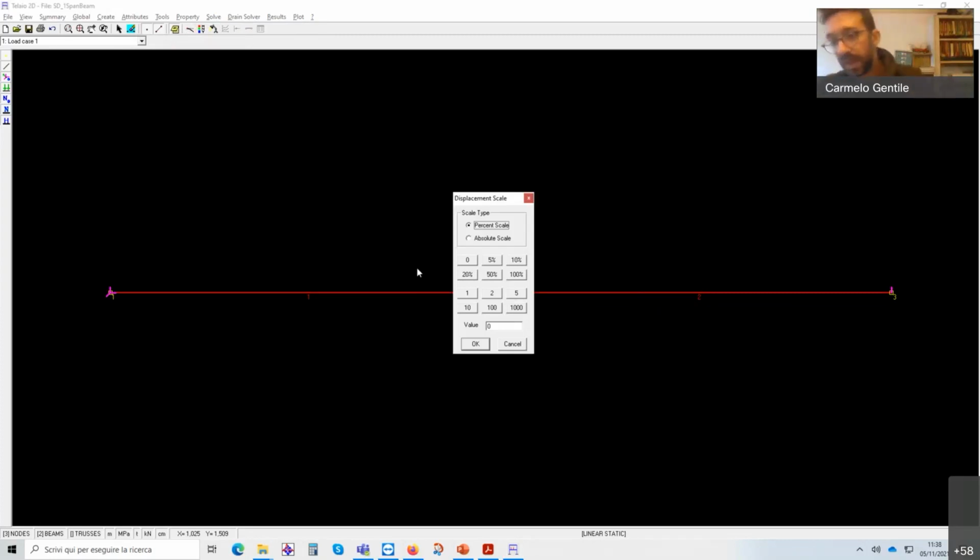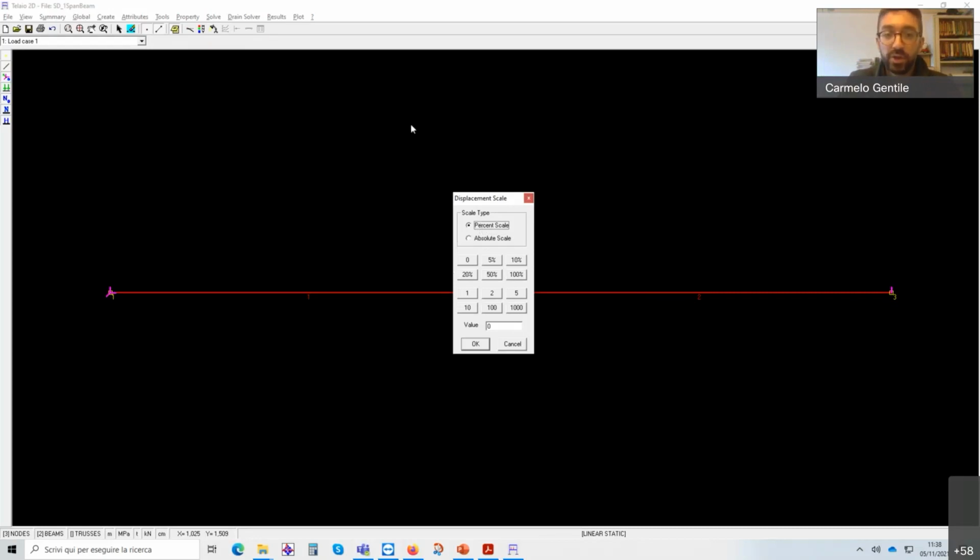Okay, this first part of the lecture will be very slow because I have to introduce you to everything and it's all brand new. Then the other examples that we will see are clearly going faster because we will just exploit the software to make some considerations on the structural behavior of different structures. So if we toggle displacement scale, we see this menu. It asks us for a percent scale or an absolute scale.